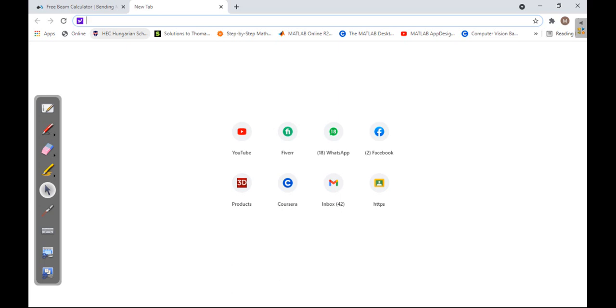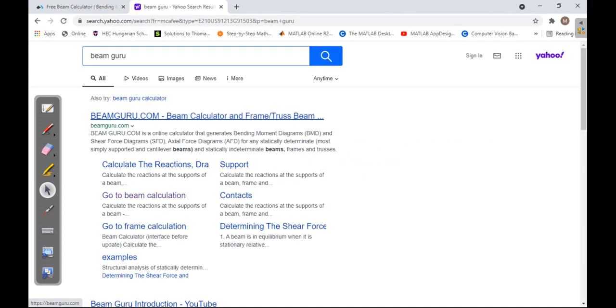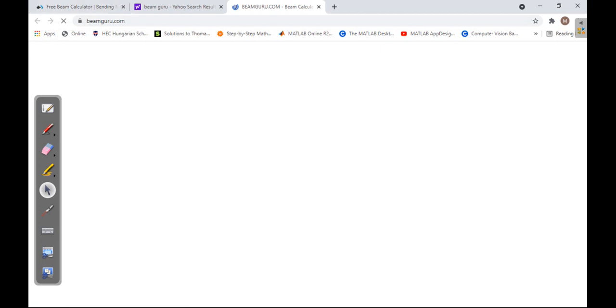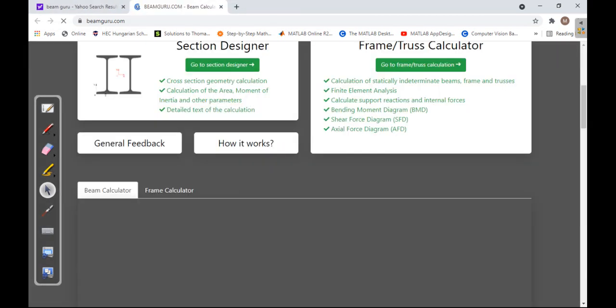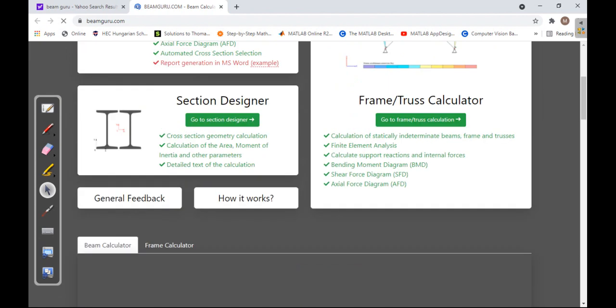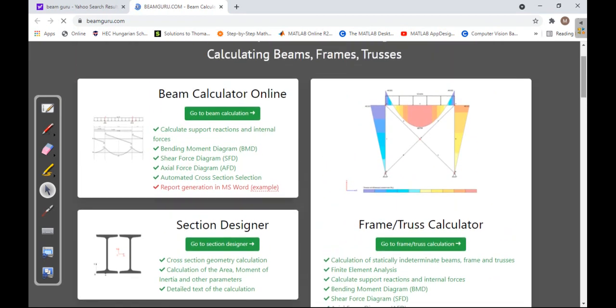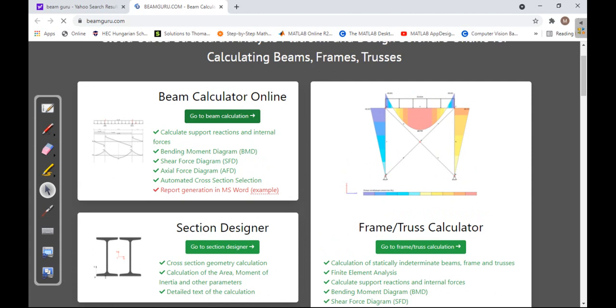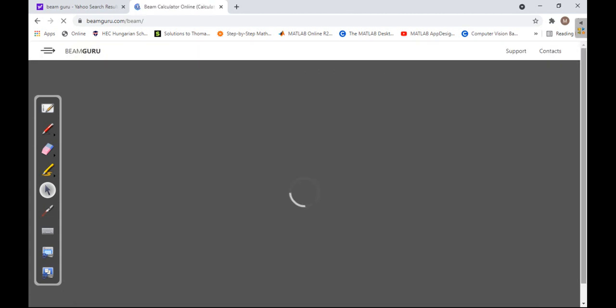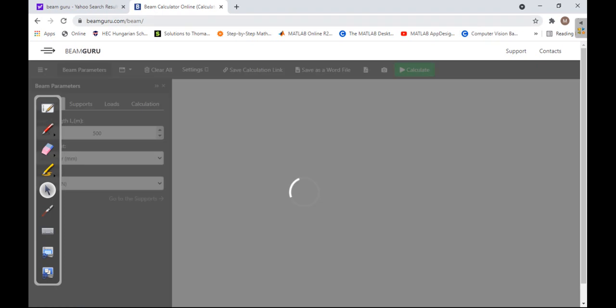The second tool is BeamGuru, beamguru.com. This is the first link, you have to tap it. Here in beamguru.com you can get a section designer, a frame calculator, and a beam calculator. We are interested in the beam calculator, and it can generate a report in Word also. So it is super cool for those who have an online exam, and for designers and engineers who don't have time to make shear force and bending moment diagrams. Let's see how we can solve it.